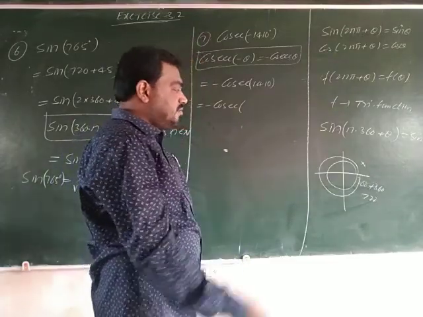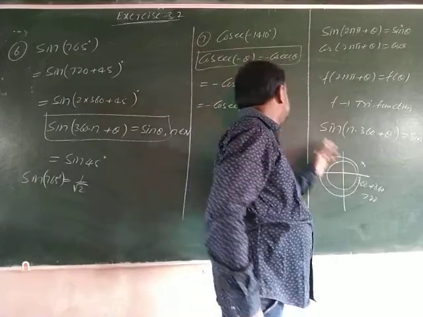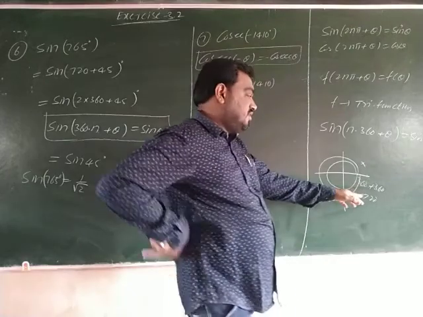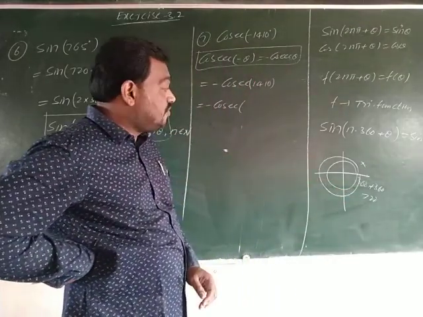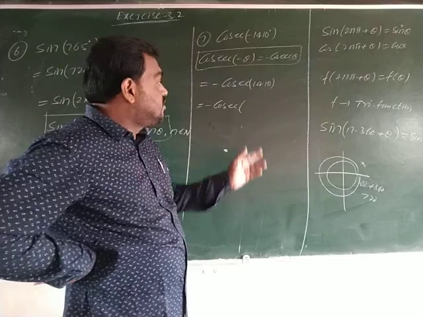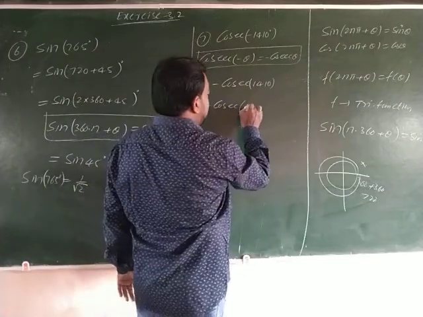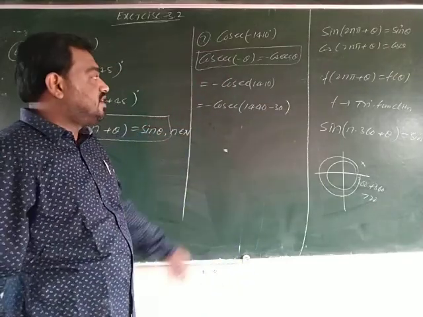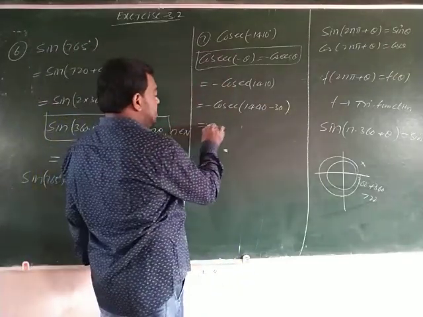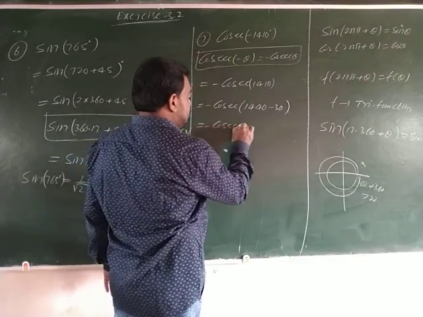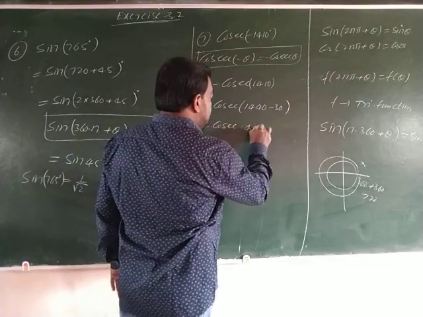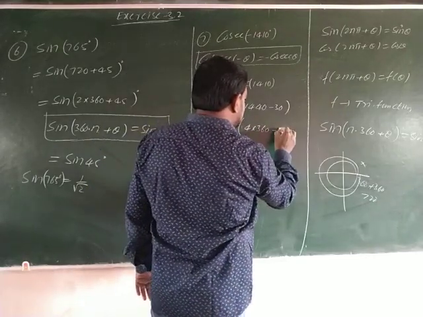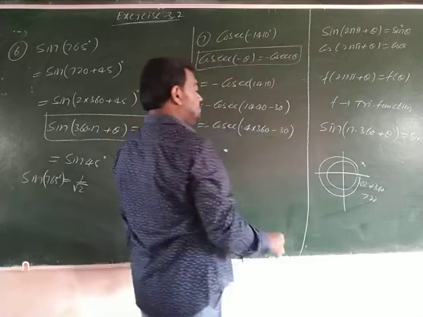Now find the multiple of 360 that is near this value. 360 into 2 is 720, and 720 plus 720 is 1440. So I write 1440 minus 30 degrees, which is 1410. This is equal to cosec of 4 into 360 minus 30.